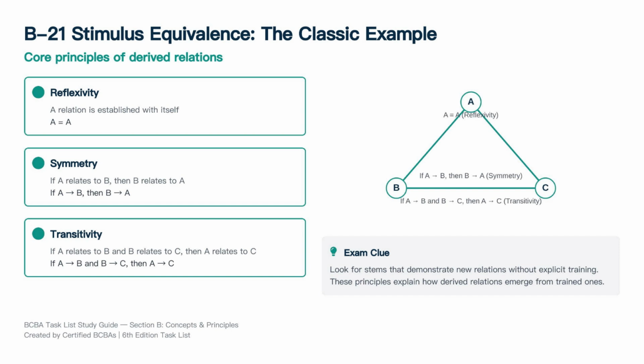Reflexivity, A equals A, symmetry, if AB, then BA, and transitivity, if AB and BC, then AC. In exam stems, your clue is that the learner shows a new relation that was never explicitly trained, so you're watching for untrained but logically connected responding.